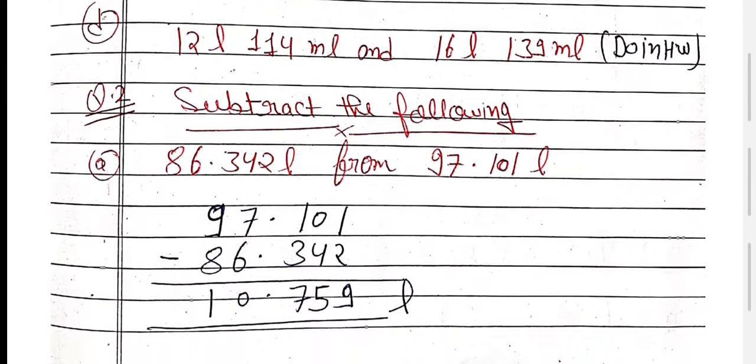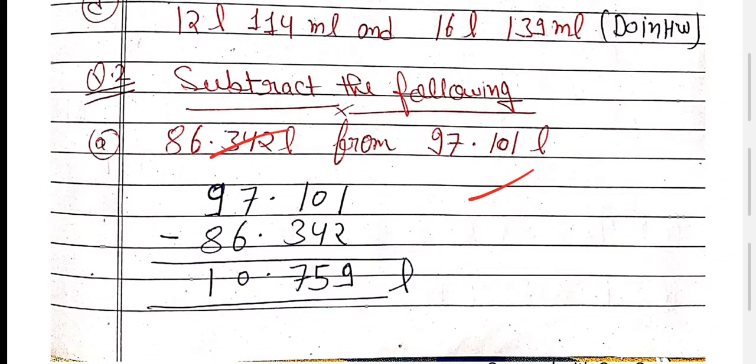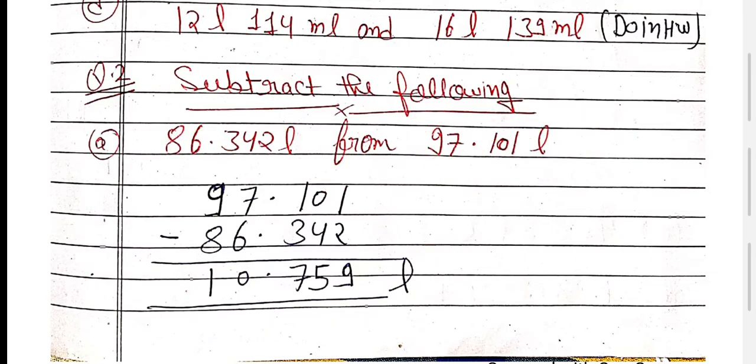Now come on, question number 2, subtract the following. So you have to subtract this decimal from this one. All of you know that we have to always write the from part first. So write the from value here and the other value at the lower side in such a way that the decimal is just below the decimal. So your first part is 97.101, another is 86.342.